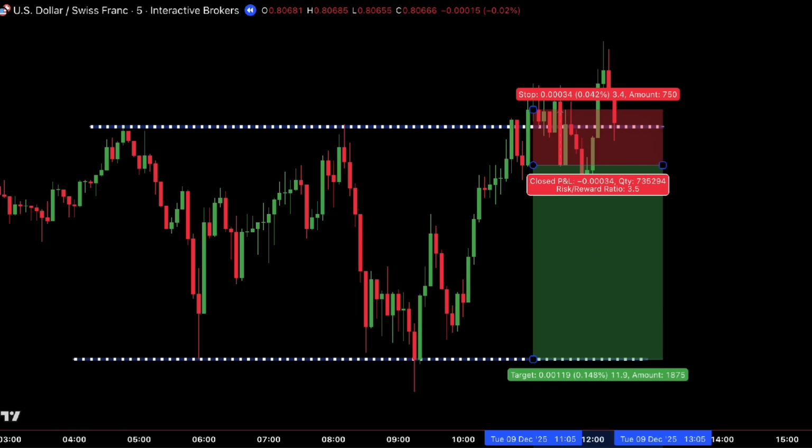But look at what happens next. The market moves against you and hits your stop loss. So why does this happen? To understand this, let's go back to the liquidity sweep setup we identified. On the 5-minute chart, everything looks perfect.